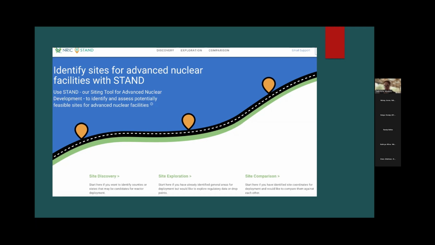It is a GIS component where you can view data on a map and drop pins. And then we have site comparison. So this would be great if you are a state energy office that has a few sites you are interested in and would like to run a comparative analysis on which of those sites might be best for siting nuclear technology. Go ahead and next slide.